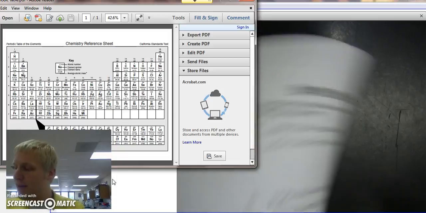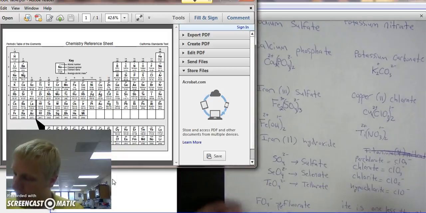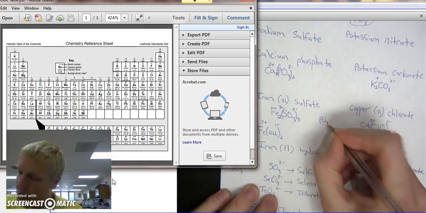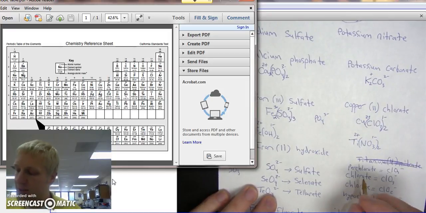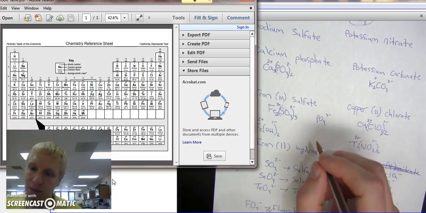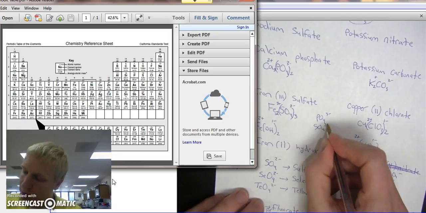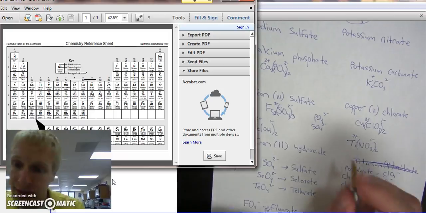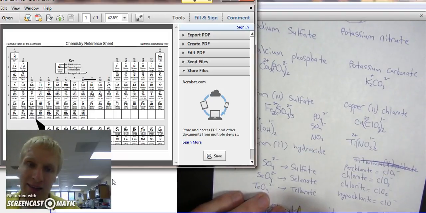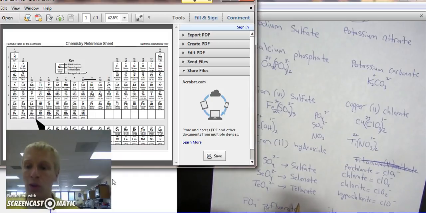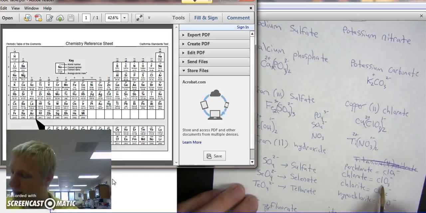So looking at it, phosphate is PO4 with a 3 minus charge. Sulfate is SO4 with a 2 minus. So those both have 4 oxygens. But then when you go to nitrate, it has 3 oxygens, or chlorate has 3 oxygens.